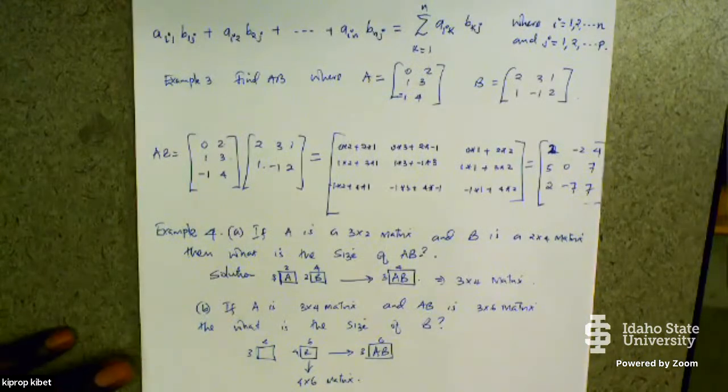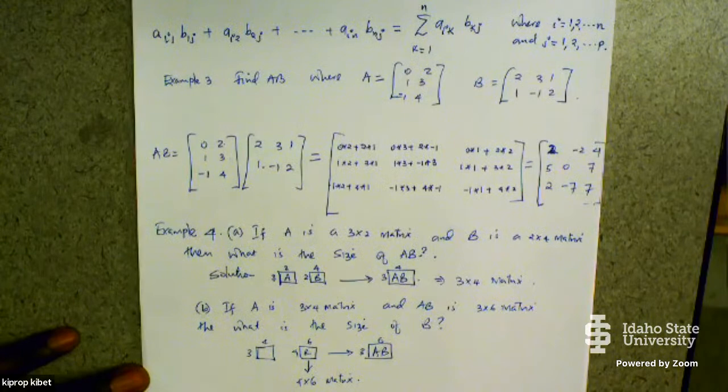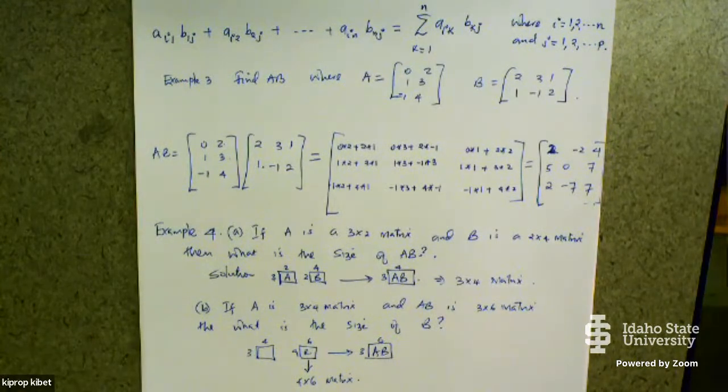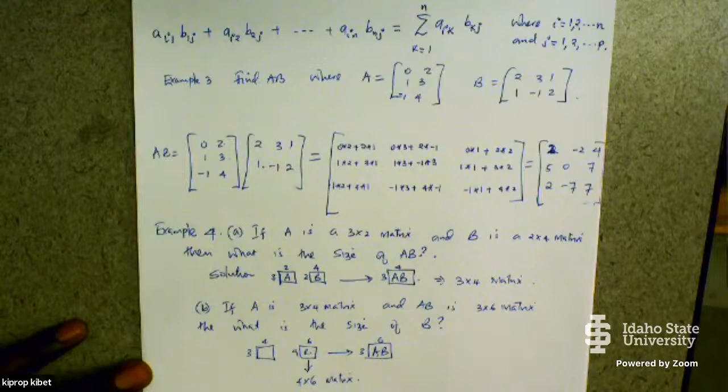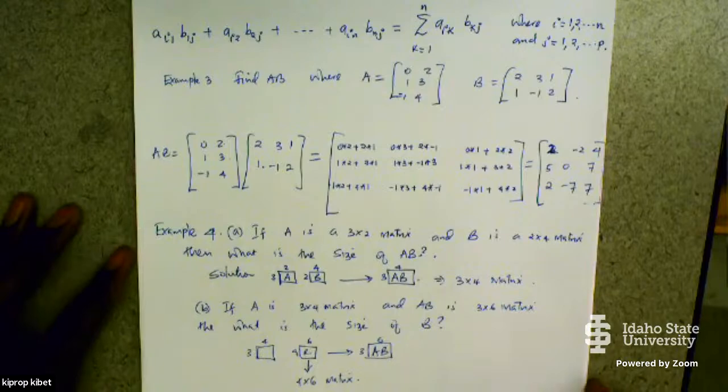So the next example, we're going to see how A by B equals 0. In this case, A is not equal to 0 and B is not equal to 0. So there is an example in which AB equals 0, but A and B are not equal to 0. And also we have an example where AB is not equal to BA. So let's look at these examples.